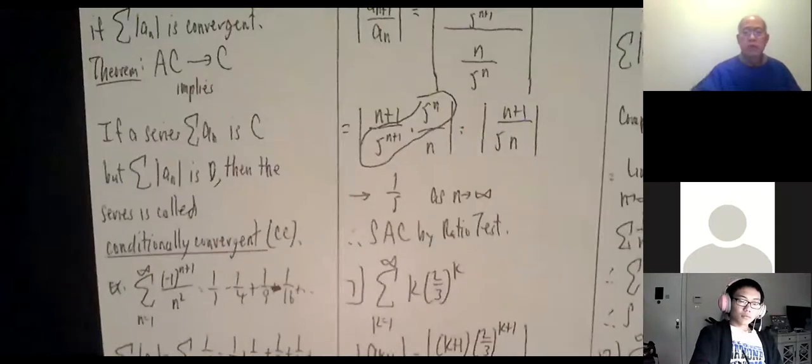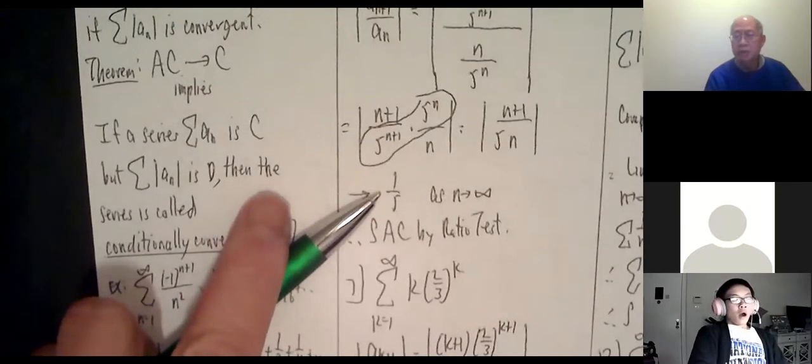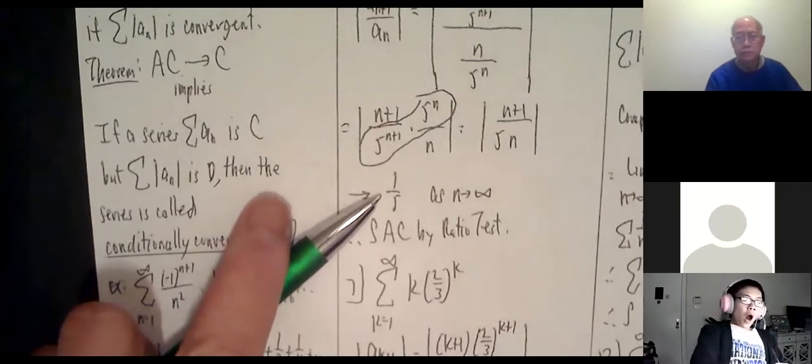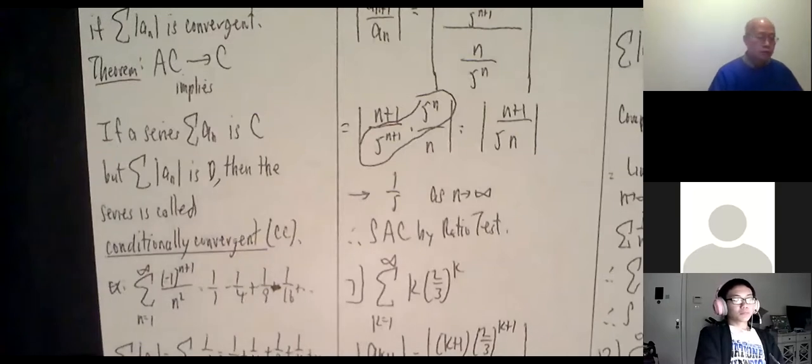So for the ratio test, if you get a number that's less than 1, AC, absolutely convergent, therefore convergent. If the ratio is bigger than 1, the series diverges. So that's how we do the ratio test. Let me remind you of it again. Show that to you.